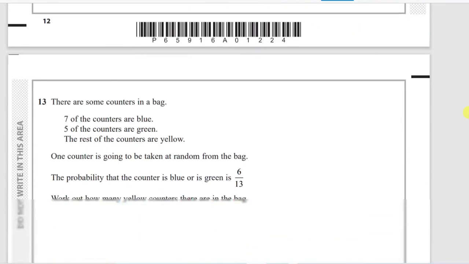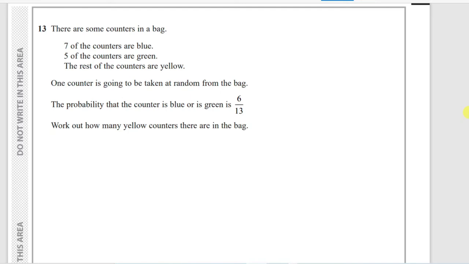Anyway, let's move on to 13. Now, there are some counters in a bag. 7 are blue, 5 are green, and the rest are yellow. We don't know how many are yellow, actually. One counter is going to be taken at random from the bag. The probability that the counter is blue or green is 6 out of 13. That's very important to know. Work out how many yellow counters there are in the bag.